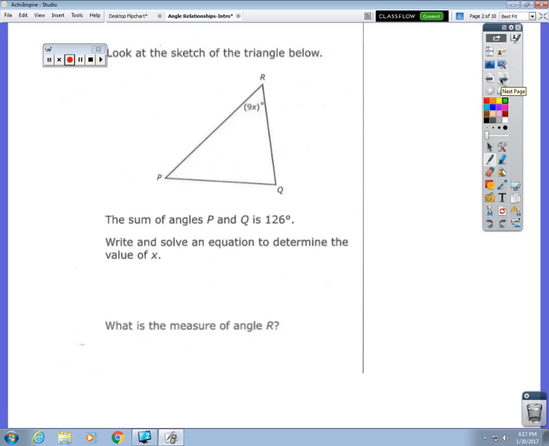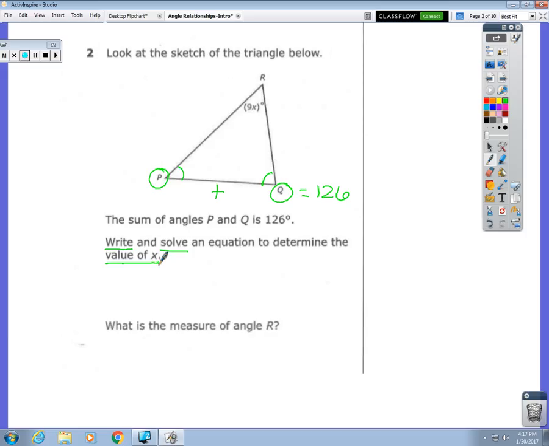Number 2, look at the sketch of the triangle below. The sum of the angles P and Q is 126 degrees. So we know that if we do angle P plus angle Q, we add these 2 angles together, that's going to equal 126 degrees. Write and solve an equation to determine the value of x.